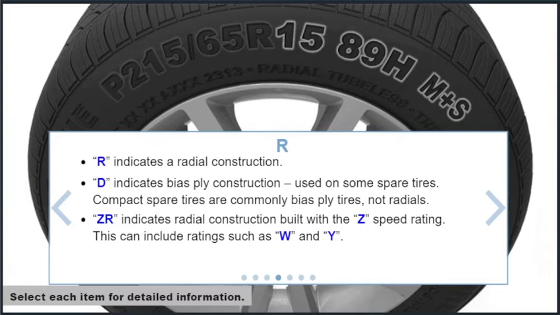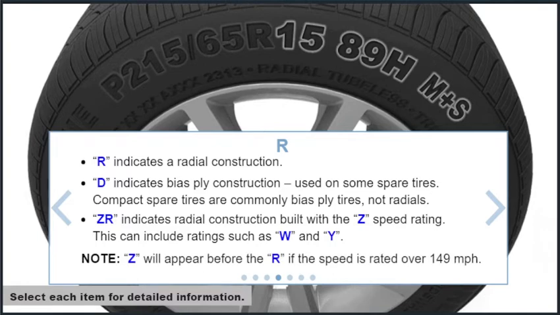ZR indicates radial construction built with the Z speed rating. This can include ratings such as W and Y. Note, Z will appear before the R if the speed is rated over 149 miles per hour. All other speed ratings are described in the service description markings on the tire.